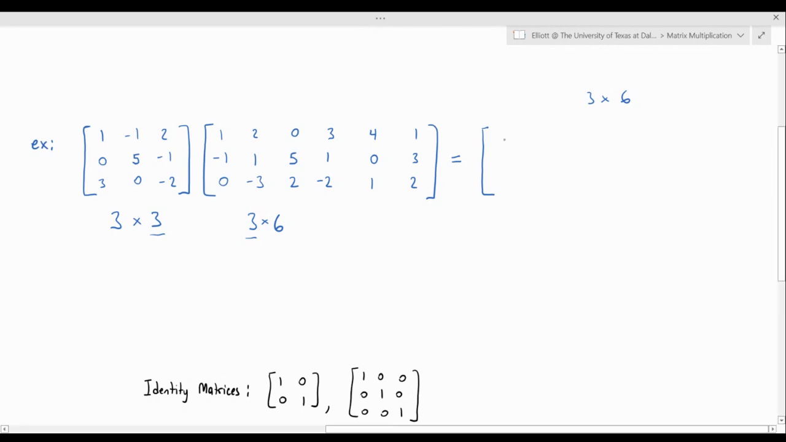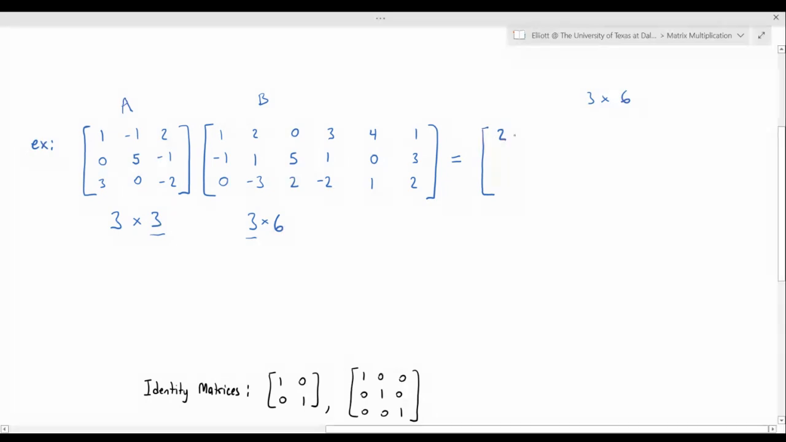So if I want to start filling out some of the entries of the product here, the rule was to take each row of, let's call this A and let's call this B. So I want to take each row of A and multiply it with each column of B. And here the product is going to be sort of a dot product. So if I take the first row of A and do a dot product with the first column of B, that would give us 1 times 1 plus -1 times -1, and then plus 2 times 0. So you get 1 plus 1 plus 0. So ultimately that gives you 2, and that would be the first entry in the matrix here.